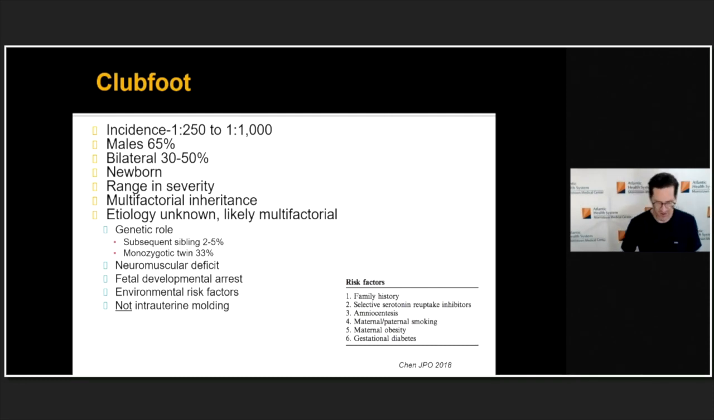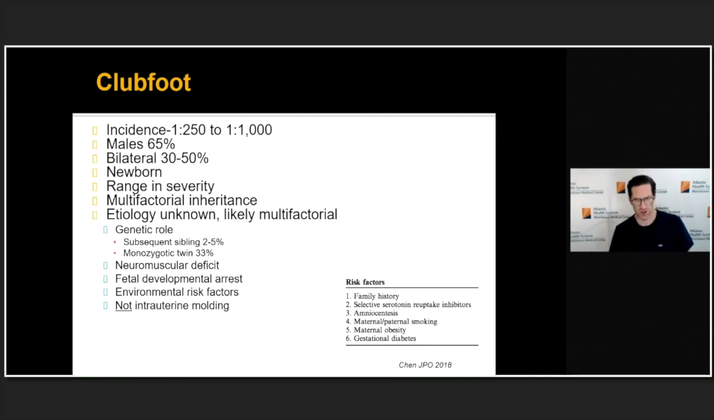Some of the environmental risk factors include maternal history of smoking during gestation, maternal obesity, gestational diabetes, as well as use of SSRIs during pregnancy.